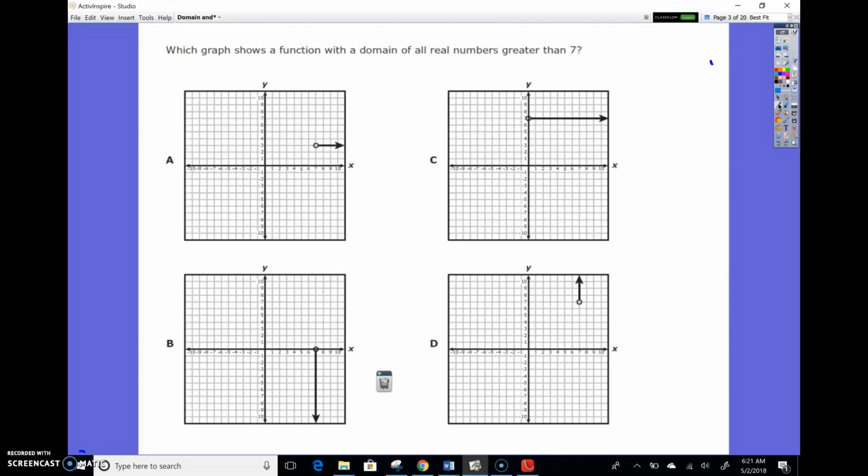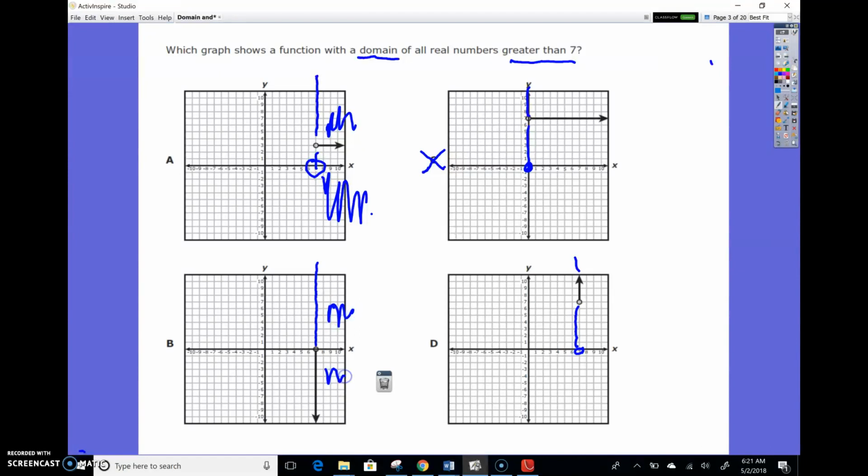It says, which graph shows a function with a domain? Okay, we want a domain with all reals greater than 7. So domain, we're looking at our x, right? So if you look at this one, this is 7. Okay, I always like to draw a straight line, okay? This one right here is also 7, okay? This one right here is 0, so that's not correct. This one right here is 7, okay? But remember, we want it greater than 7. That means when we draw that line, we want everything over this way, okay?